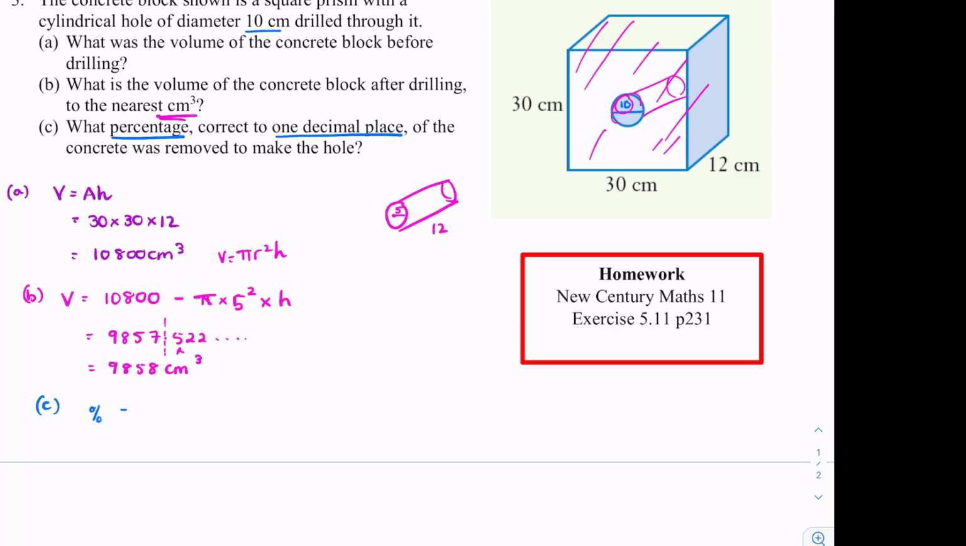We're trying to find a percentage, and to have a percentage we need a fraction. And it's saying what percentage was removed, so what was removed, and you have to put that over the original amount, and then you multiply by 100 to change it to a percentage. So the volume that was removed is given in part B, which is 9,858. And we're going to divide that by 10,800, and we multiply by 100 to come up with our answer. So depending on how you do it, I got 8.726, which is approximately equal to 8.7% correct to 1 decimal place.